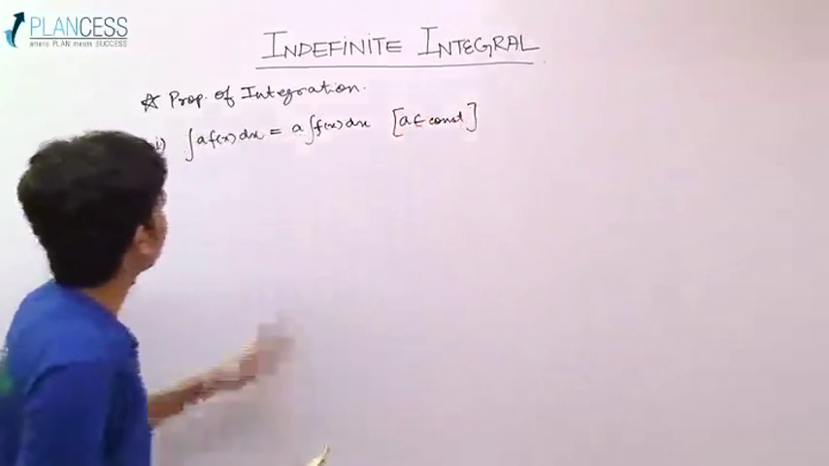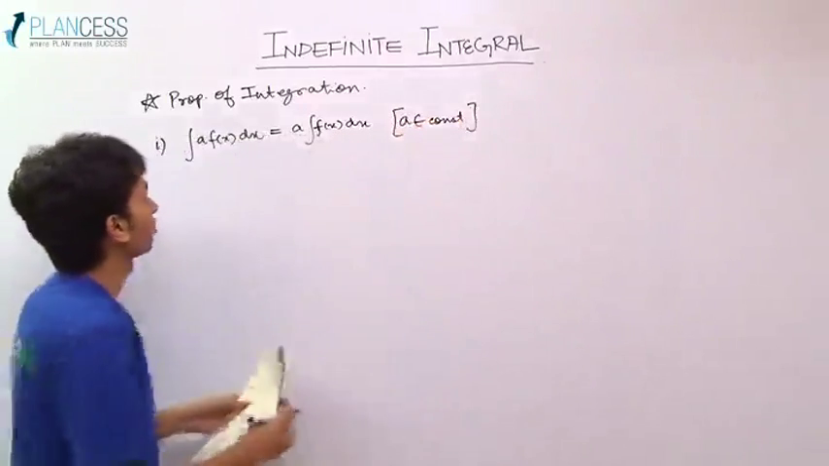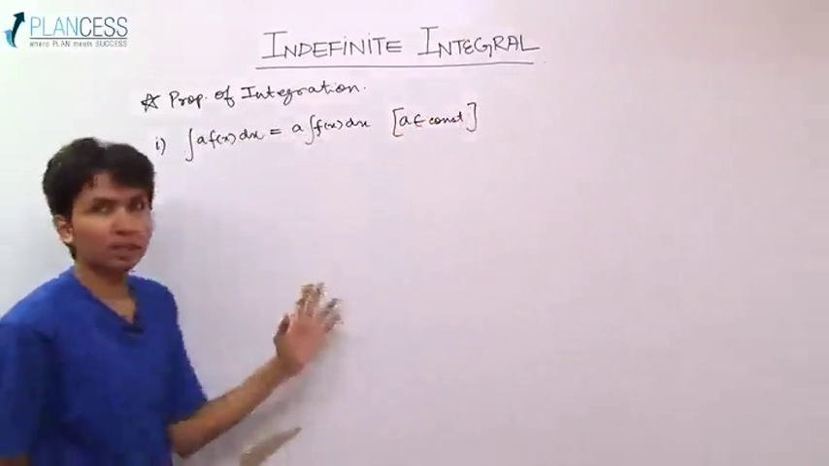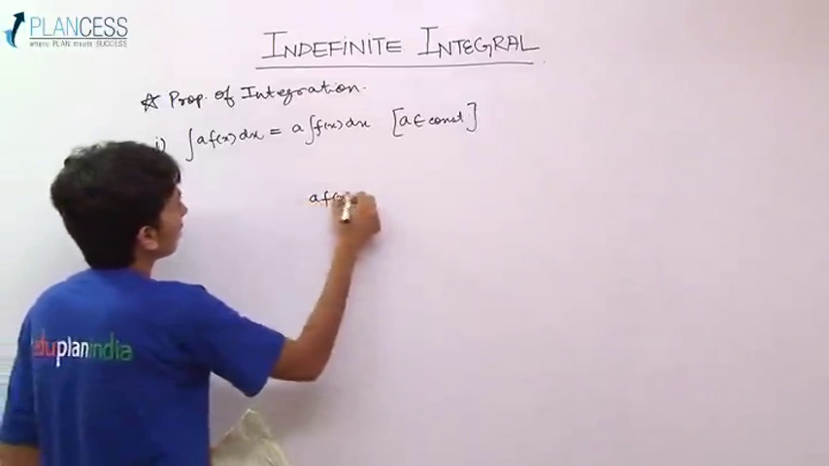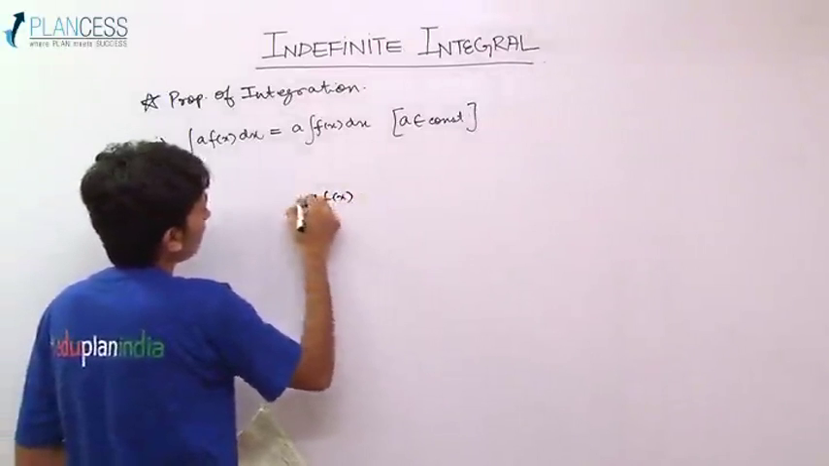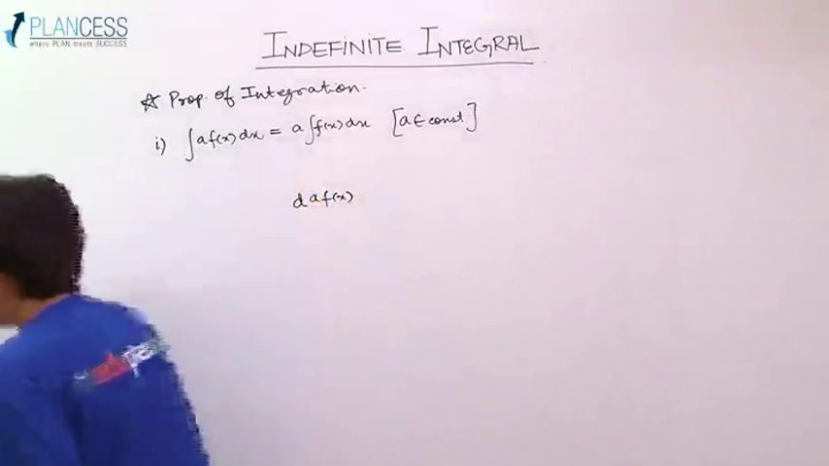I can give you a rough idea of this proof. Let me do one of these. There are 3-4 properties, then you will get the idea. So say a f(x), d by dx, not like this, sorry.